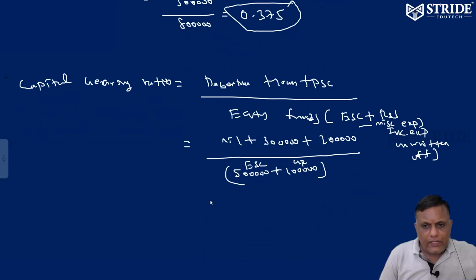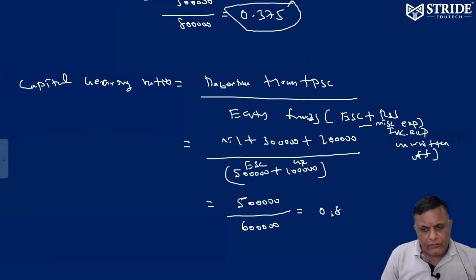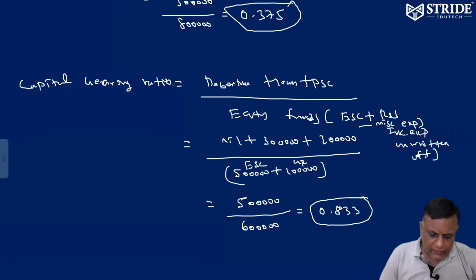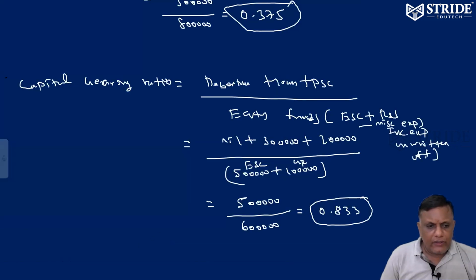So 3 lakhs plus 2 lakhs, 5 lakhs numerator. 5 lakhs plus 1 lakh is 6 lakhs. That's it. So 5 by 6 is going to be 0.833. Here you can put 0.833.